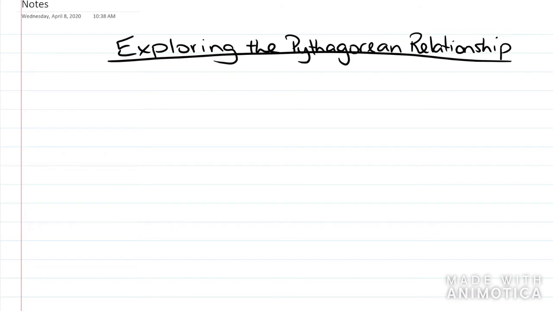Hey guys, this is the third set of notes in the Pythagorean theorem. Today we're going to be exploring the Pythagorean relationship. But before we get started, we need to review a little bit of vocabulary.